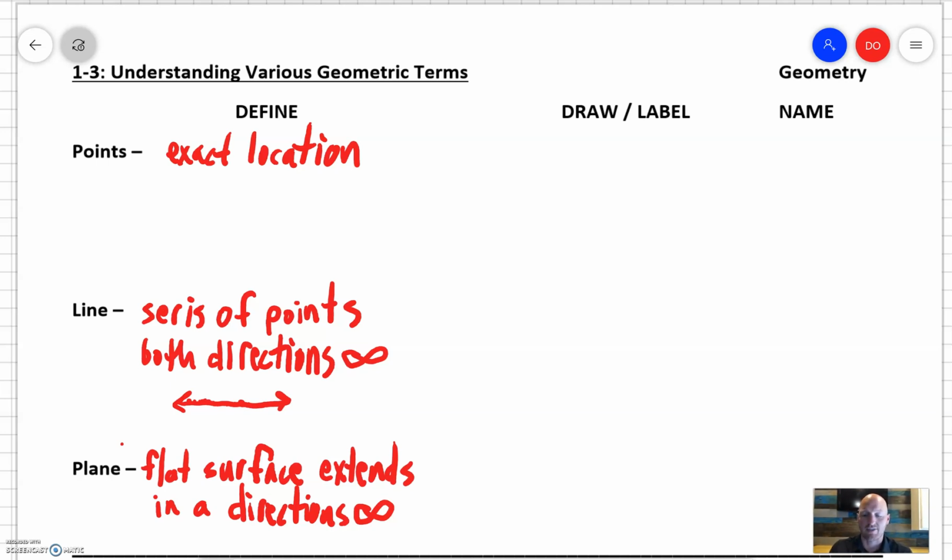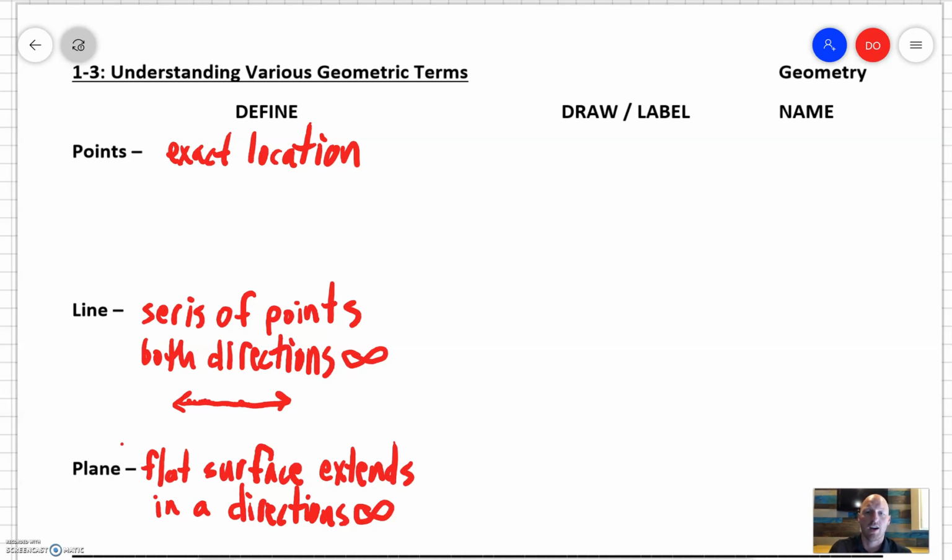And then lastly, a flat surface that extends in all directions infinitely would be considered a plane. Like think about a flat sheet of paper. If all the edges on the plane just kept going and going, now you have yourself a plane. So what I want to do is take a moment to draw each one of these, label those drawings, and then talk about how we name each figure, because the naming portion is pretty important.